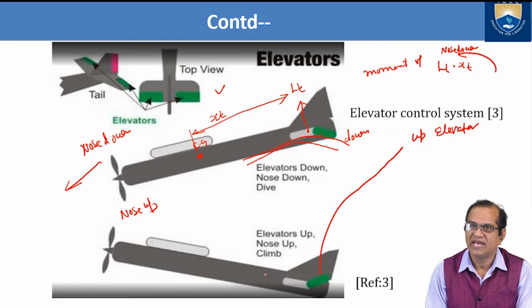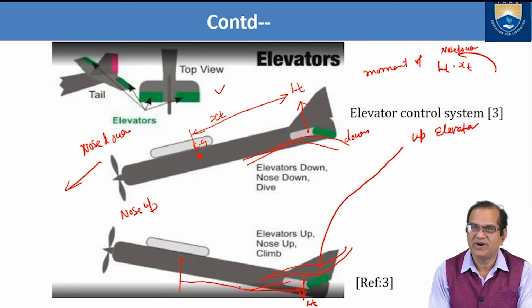So what will happen? Air is entering here, and air is moving like this. A lift force will act in this direction. It is LT, and here is the CG again. This distance is the moment arm XT, so the moment is LT into XT.